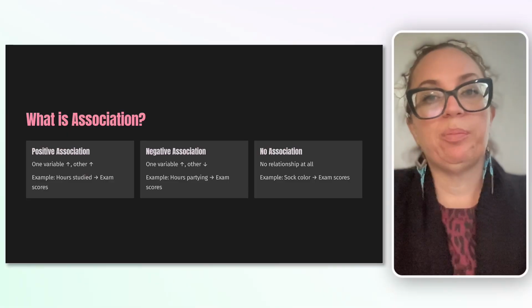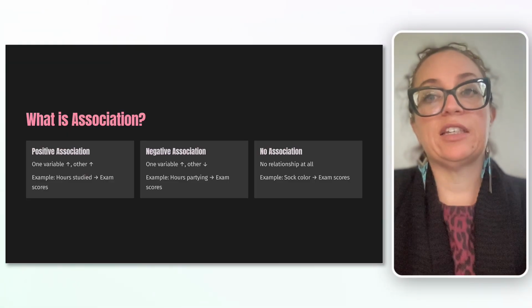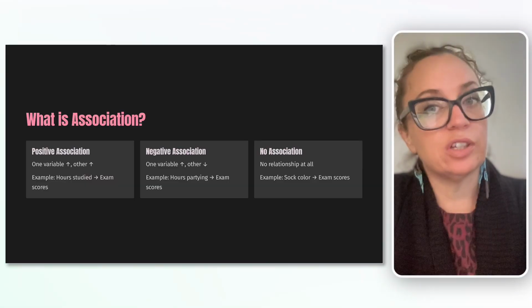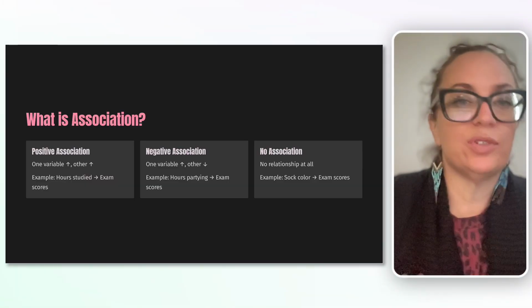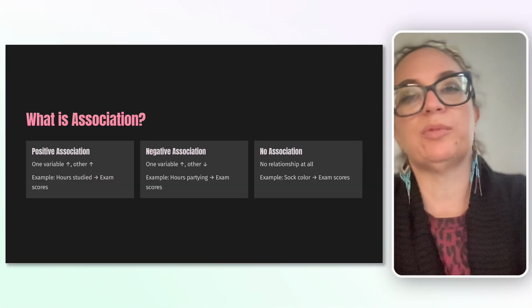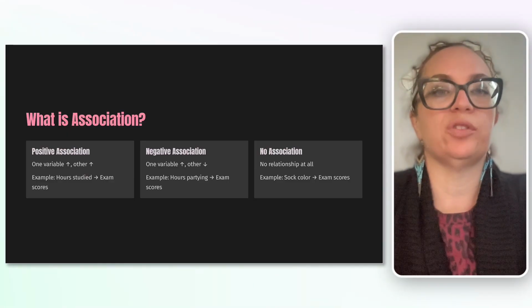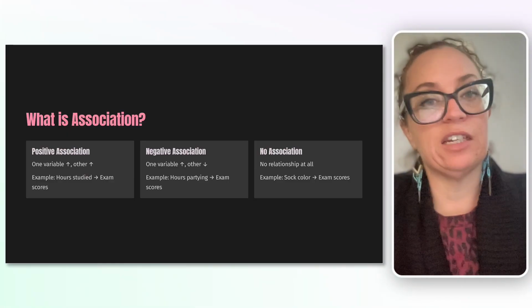When one variable goes up, the other tends to go up too. The classic example is hours studied and exam scores. Generally speaking, and I said generally, so don't come crying to me if you study for 47 hours and still bomb the test. The more you study, the better you do, generally. That's a positive association.